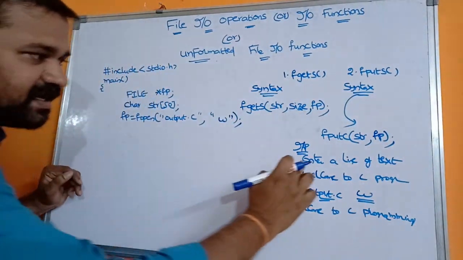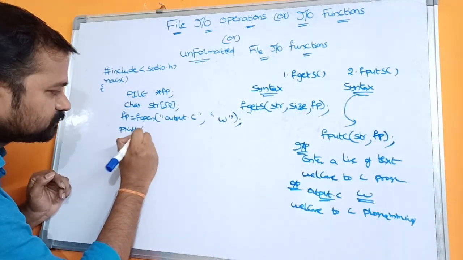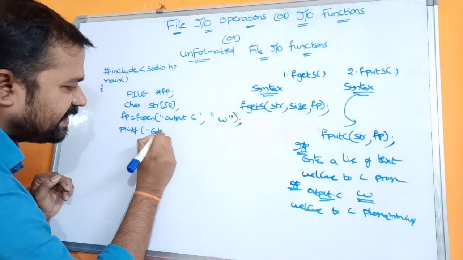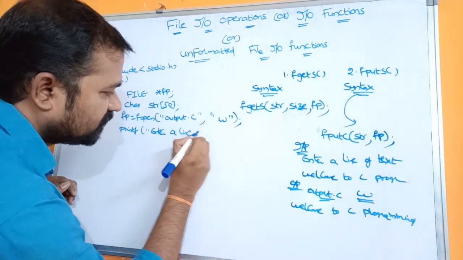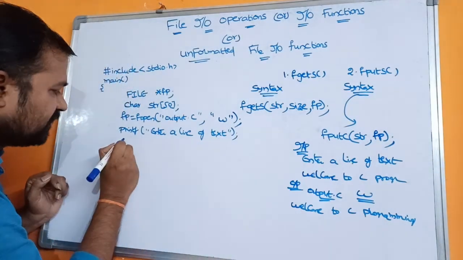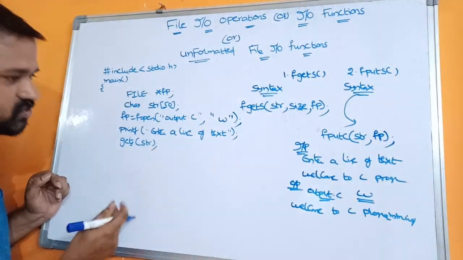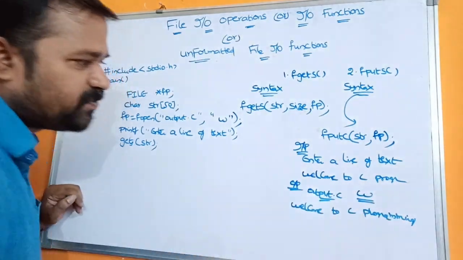Next, display this message: printf("Enter a line of text"). Next, let us read the message with the help of the gets function. We know the syntax of the gets function: gets(str). So now str contains Welcome to C programming.